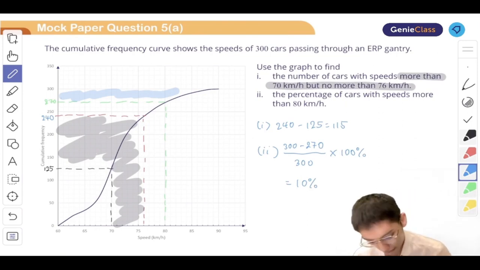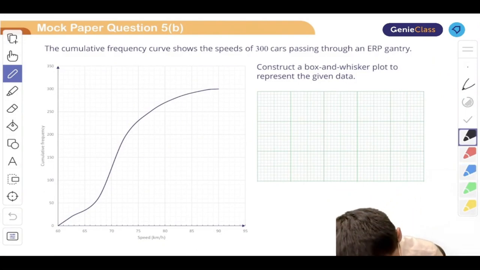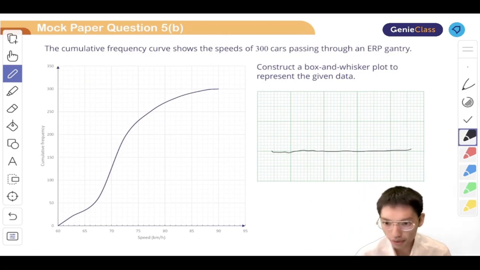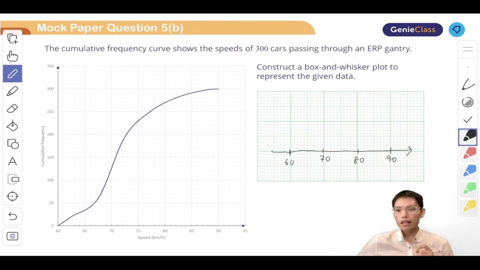Alright, lastly, what we can have is the box and whiskers diagram. So box and whiskers, remember the key trend over here. Firstly, draw out the axis. So I want to have a few numbers. In this case, my number shouldn't exceed 90 because that is the representation of the car speeds over here, my x values.